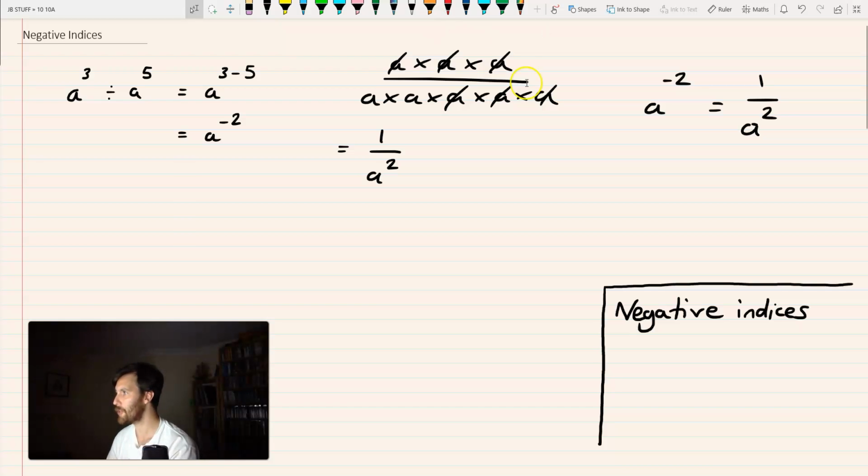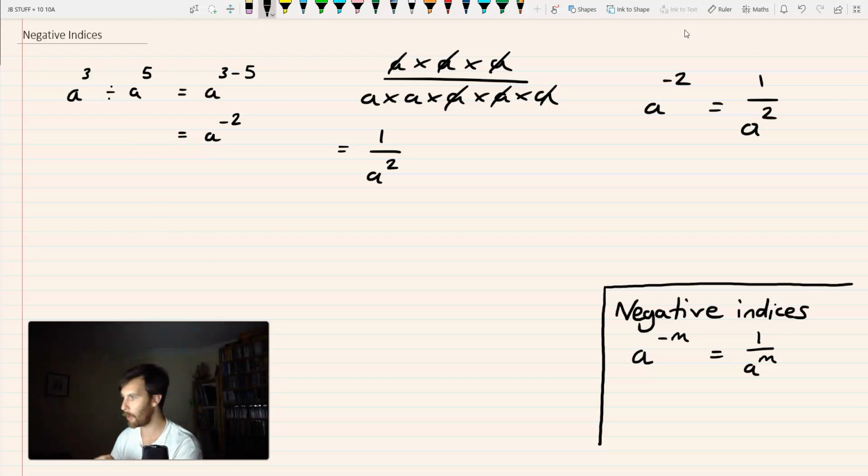So that brings us to the focus for today, which is negative indices. So we can actually generalize this by saying if we've got a particular base and it's raised to a negative power, so a to the power negative m, we can rewrite that as 1 over the same base raised to the same power, but positive. So this is just a nice little shortcut generalization that we use when simplifying indices.